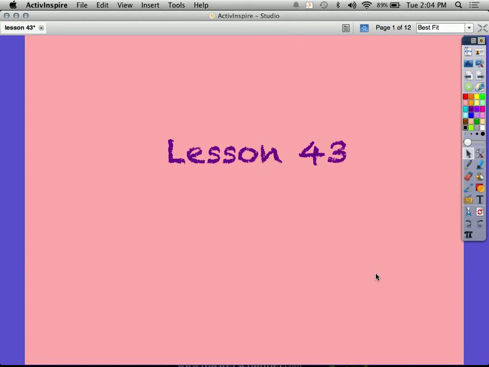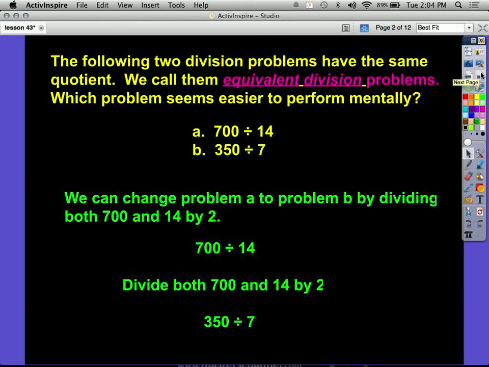We're going to talk about equivalent division problems, as well as find unknowns in fraction and decimal problems. The following two division problems have the same quotient. We call them equivalent division problems. Now, which problem seems easier to perform mentally? 700 divided by 14 or 350 divided by 7?